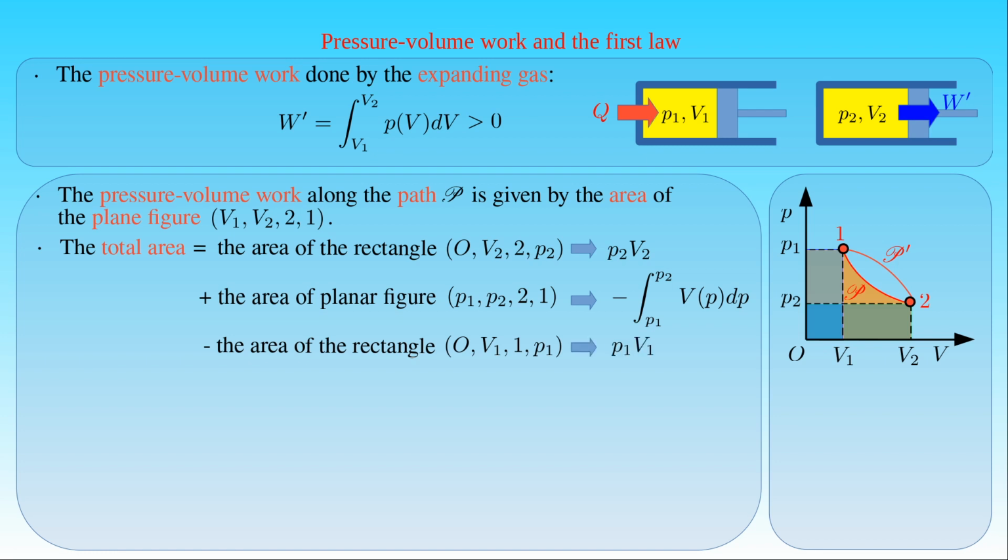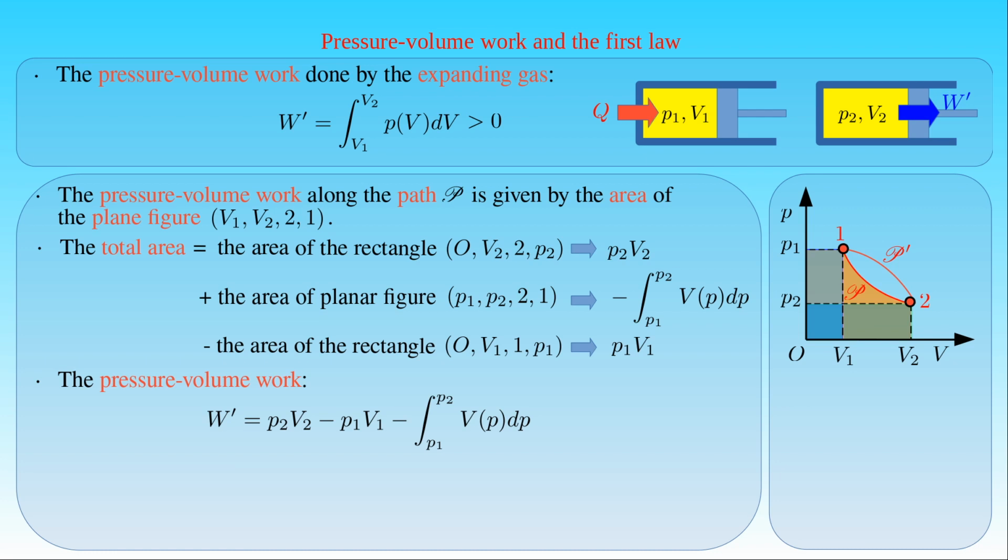As a result, the pressure volume work W' done by the expanding gas can be written as P2 times V2, minus P1 times V1, minus the integral of the volume V of the gas with respect to the pressure P from the initial pressure P1 to the final pressure P2.